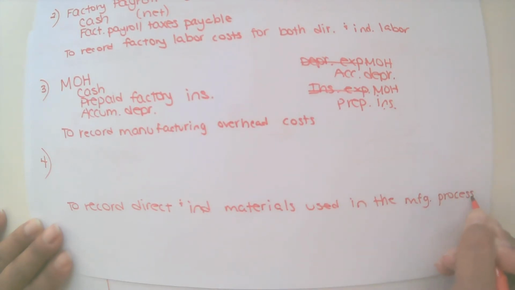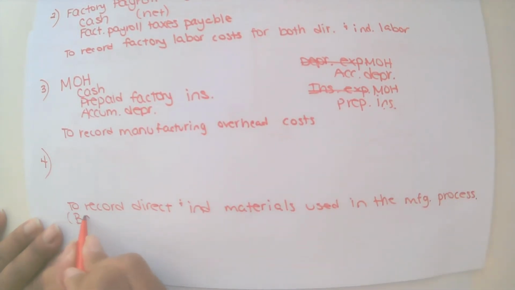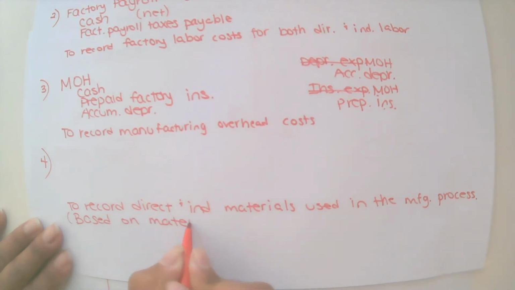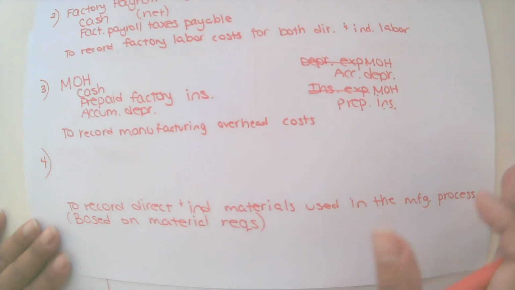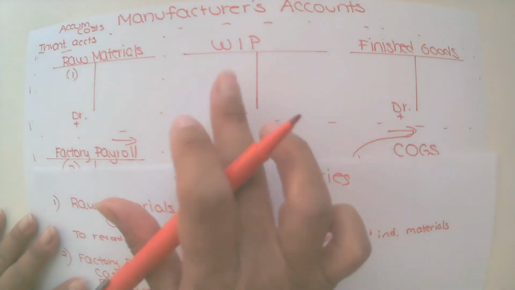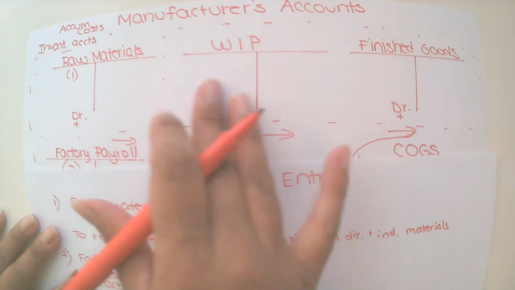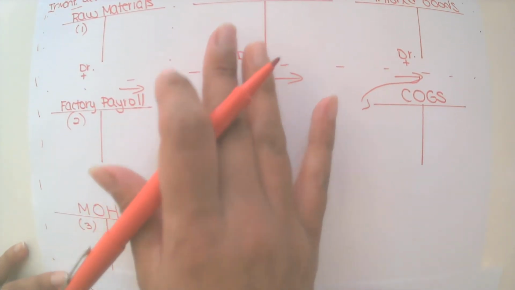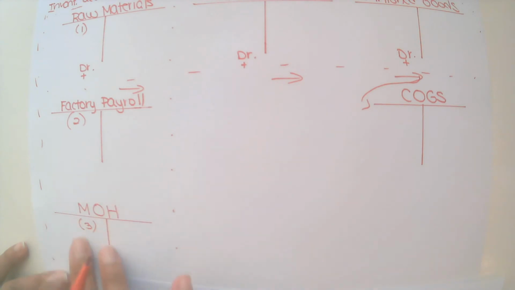And how are we going to know that? This is just as a note to you, it's usually based on material requisition forms. Material requisitions, that's how much we know. How much has been requisitioned by line workers, that would be direct. How much has been requisitioned for indirect materials, that's going to go to MOH.